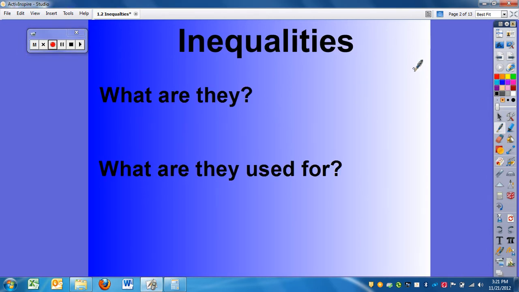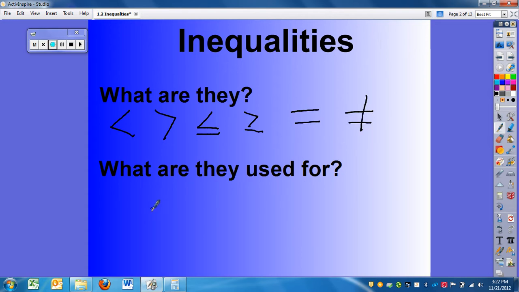So inequalities, what are they? You might recall from 8th grade year, inequalities are the less than, greater than, less than or equal to, greater than or equal to. There's also two others that a lot of people associate with inequalities, and that is your equal sign, and then the opposite of equals is does not equal to.